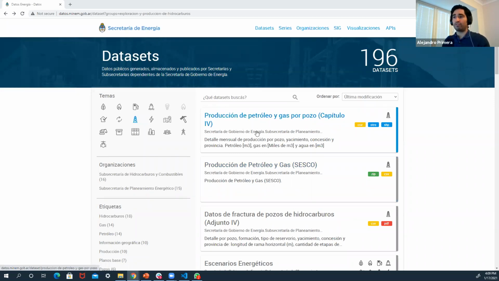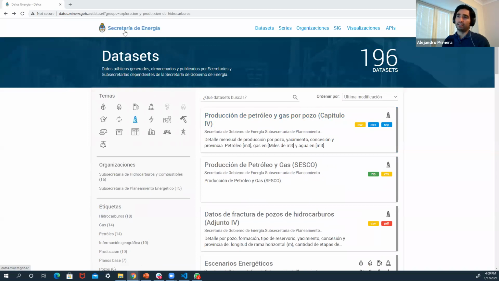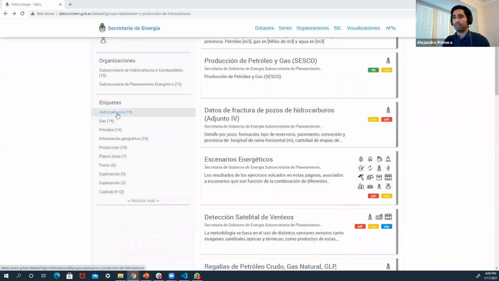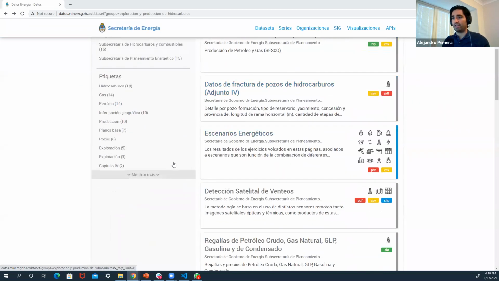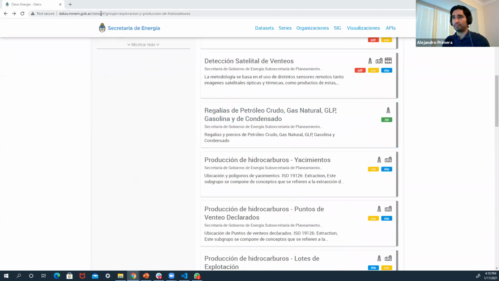But there is plenty of information here, and not only on the oil and gas sector, but also in general in the energy sector. So it's not a department, it's the Secretary of Energy of Argentina. And I think they have been arranging the data quite nicely. They have quite a few categories there in terms of oil and gas development.